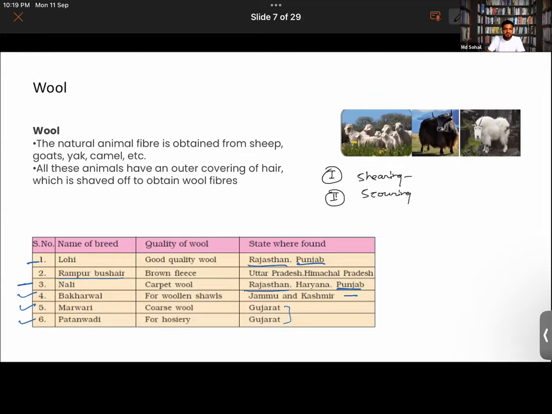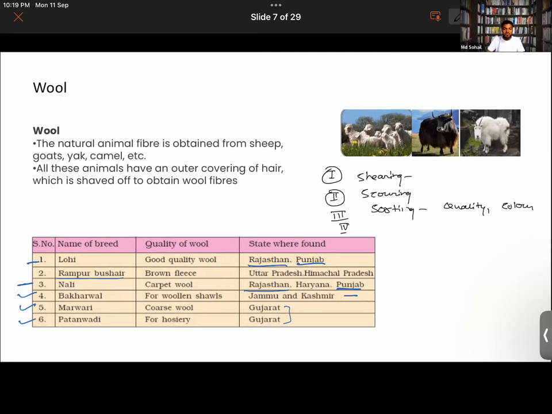Then what happens in the third step? The process of separating is done. According to the quality, the texture, and the color, it is sorted into different sections. What was the name of the third step? Sorting. According to the quality and the color, sorting is done.